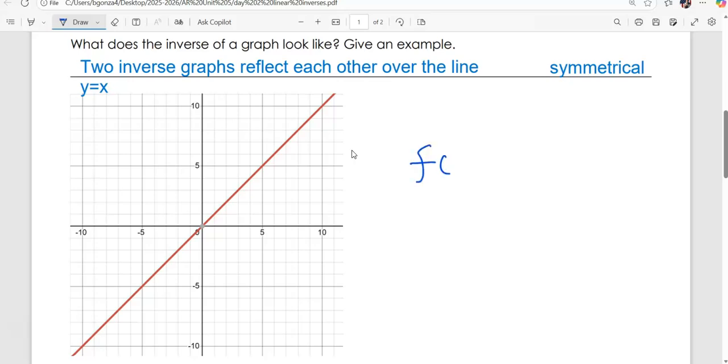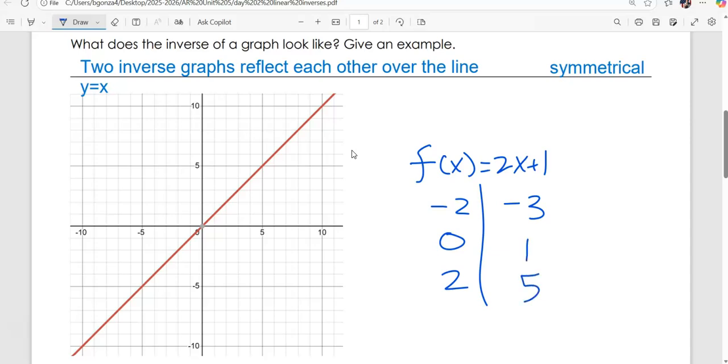So if your original equation is f of x equals 2x plus 1, you can type that equation into Desmos, click the gear to get a little table, and you can get these points, right? Negative 2, 0, 2. And then you can write that inverse function where all you have to do is take those values and flip them around.